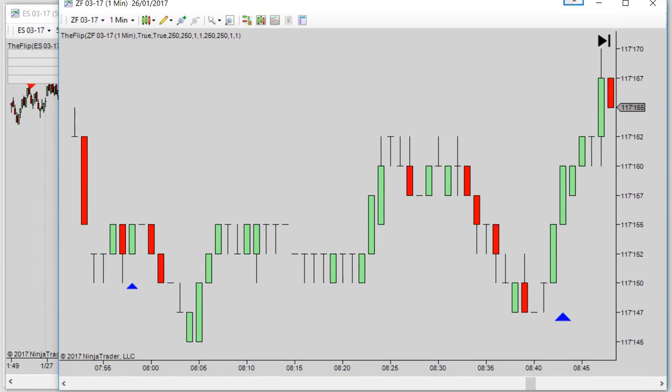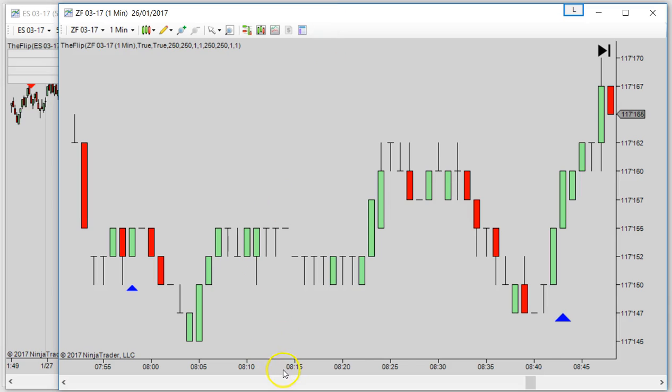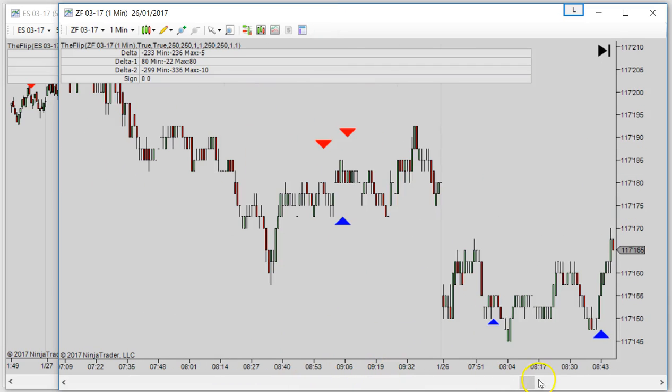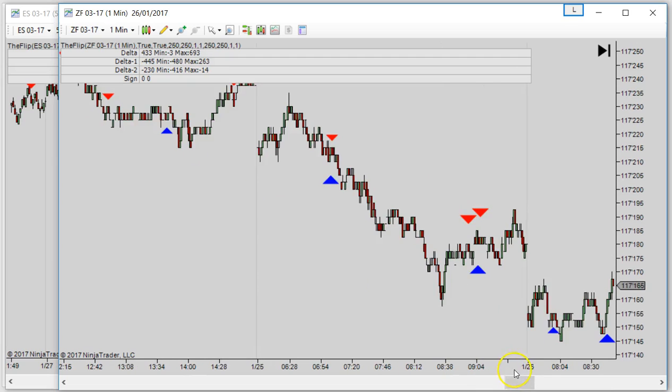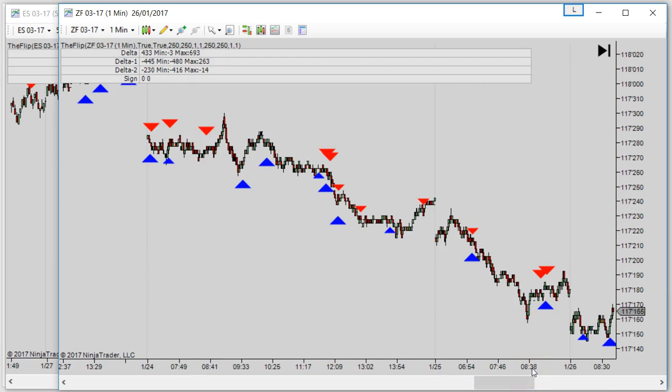This is a 1 minute chart. 5 years is a nice chart to trade. Nice market to trade, because when it trends, it can move quite nicely.